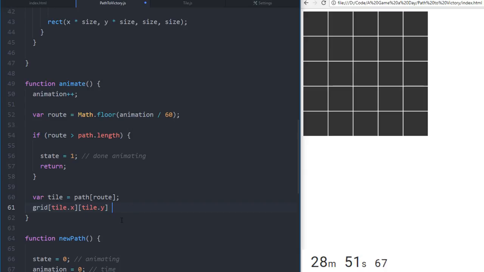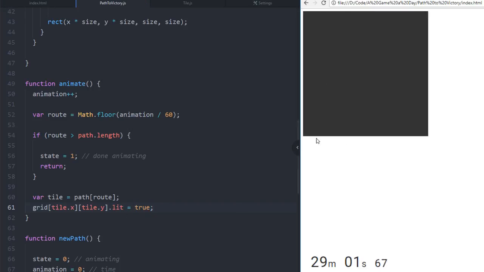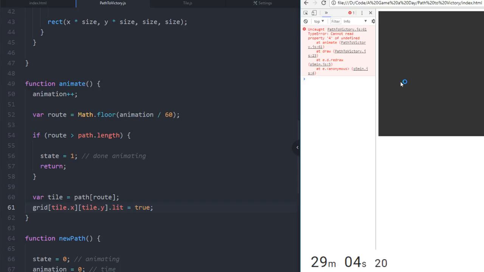Okay, grid, this equals new tile. Or we'll just say dot lit equals true. Path to victory 61. Cannot read 4 of undefined at 61. So what part of this is undefined?